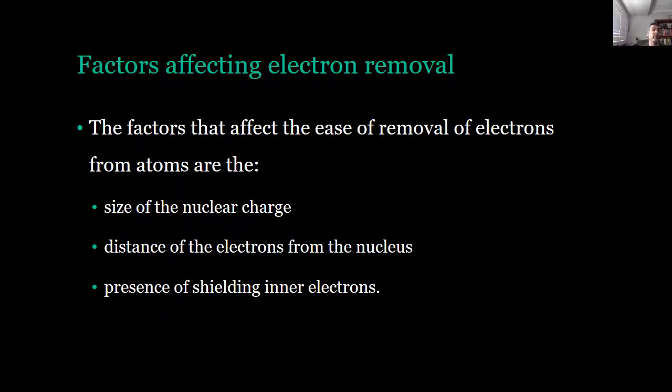The factors that affect electron removal then are the size of the nuclear charge, so obviously if we were to remove something that had a higher charge than an electron, that would affect it; the distance of the electron from the nucleus, which we saw in the difference between sodium and potassium; and also the presence of shielding inner electrons. This is something that we'll look at in class in a little bit more detail. Those shielding inner electrons are acting between the electron we're trying to remove and the positive nucleus, and that also has an effect on the ionization energies.